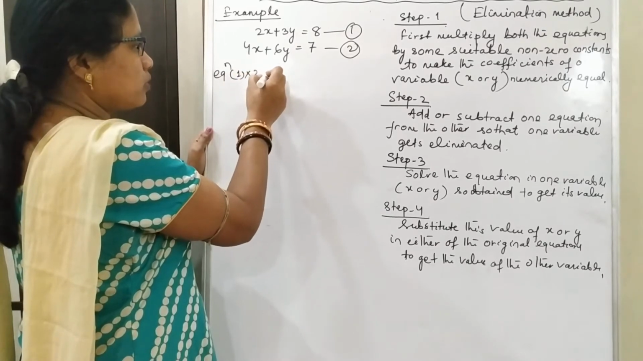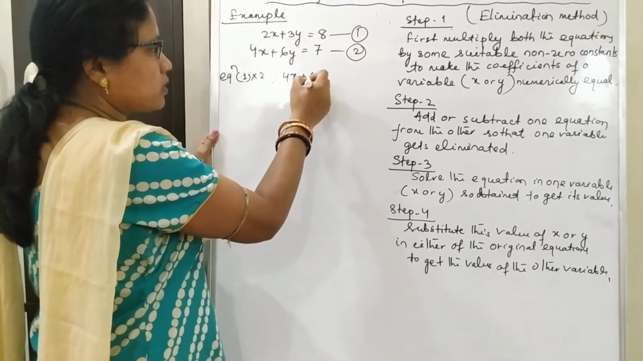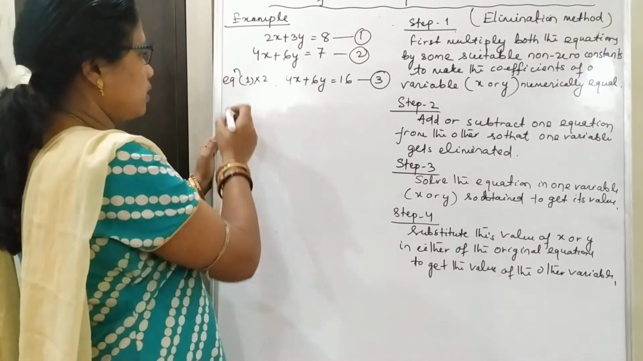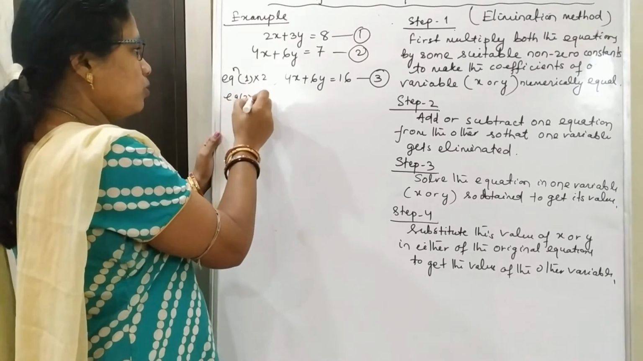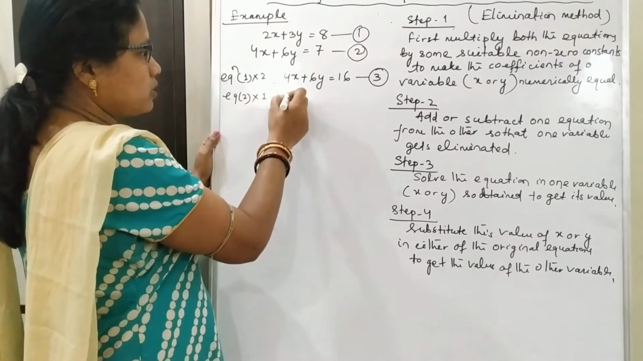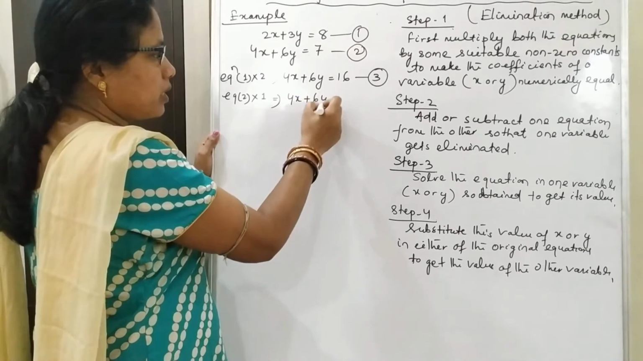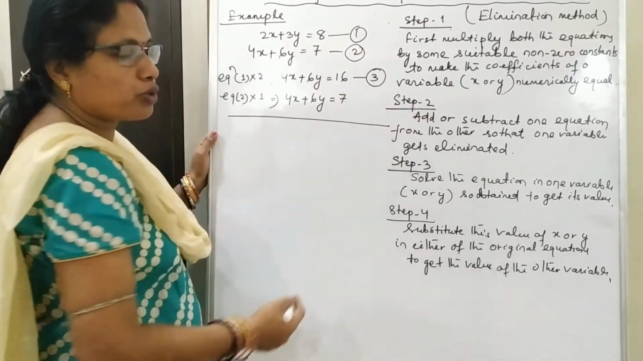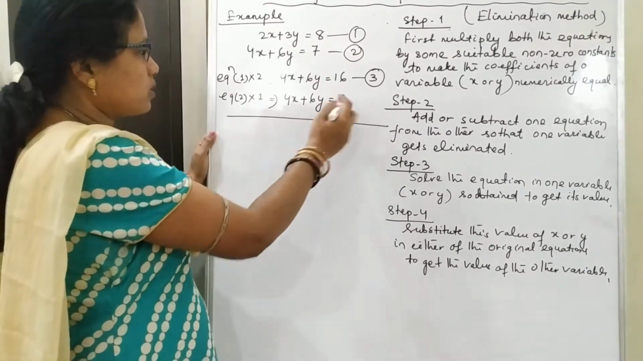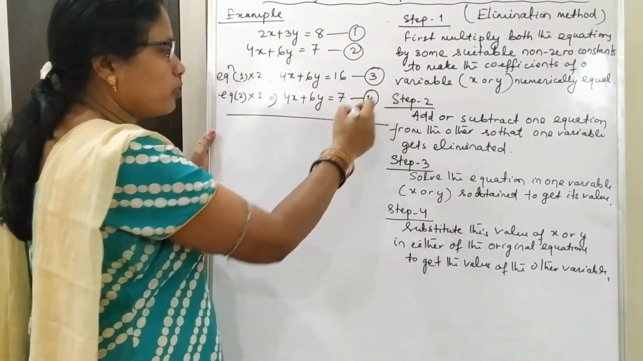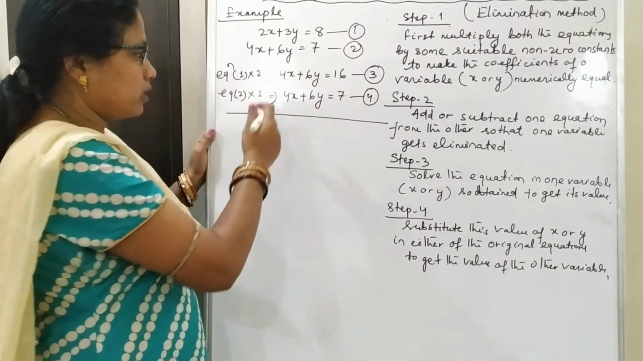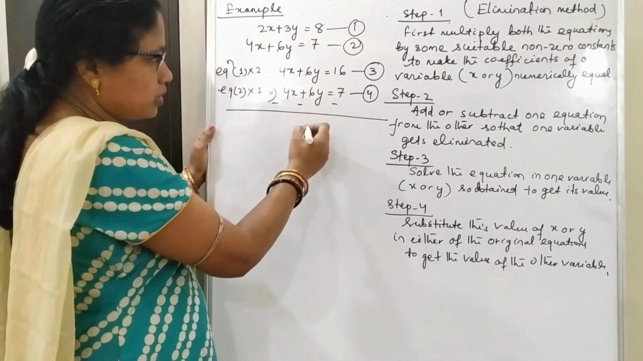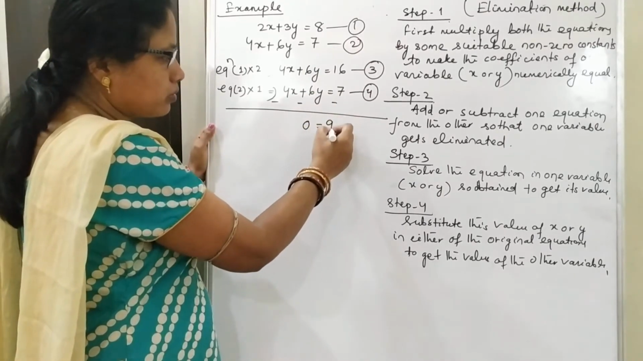multiplied with 2. So this becomes 4x plus 6y is equal to 16. So this is equation 3. Then equation 2 multiplied with 1. So this implies 4x plus 6y is equal to 7. So then according to step 2, I will subtract equation, let this be equation 4, equation 4 from equation 3. So by subtraction, this is 0, 0. So 0 is equal to 9.